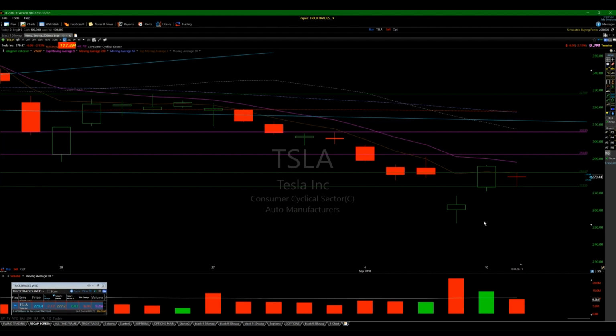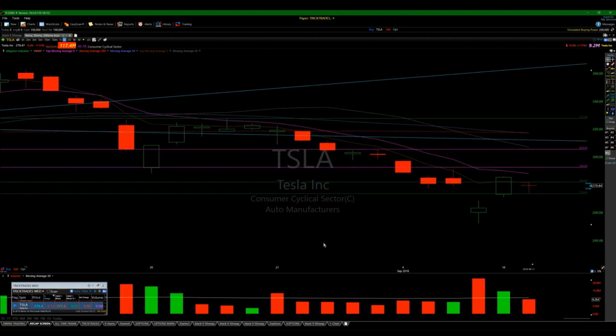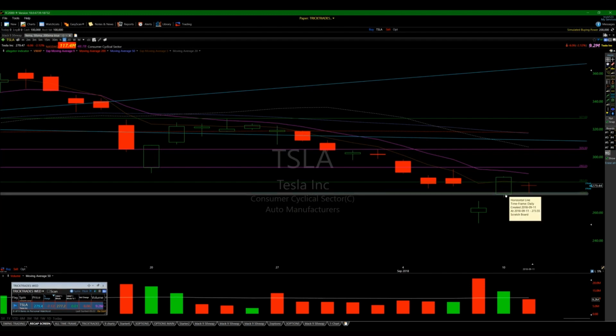The makeup of the body and the wicks of the candle on the daily chart are so important. They're so important. I can't stress that enough. So what do we do now with a bigger bodied candle with wicks? Now we're starting to get into quite a bit of range. Well, I just kind of went over it.